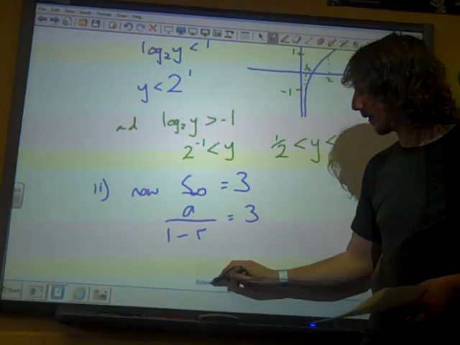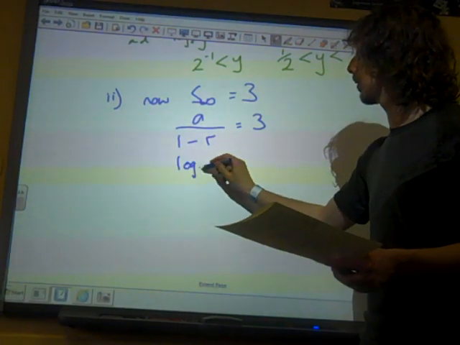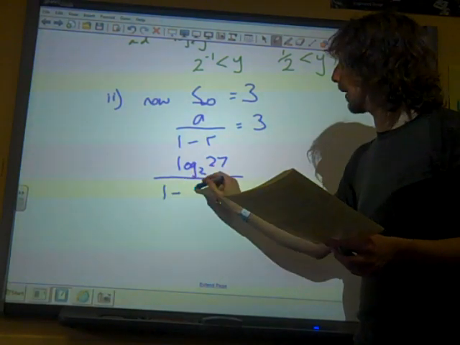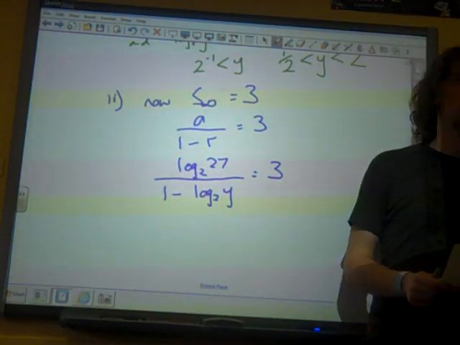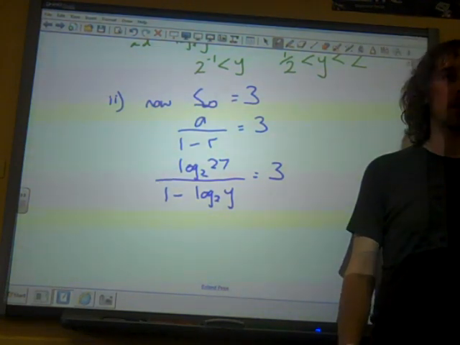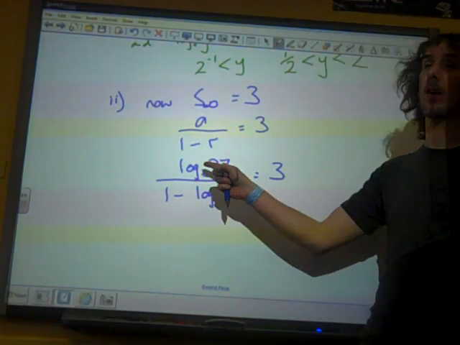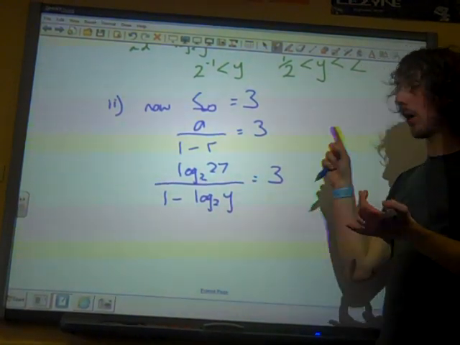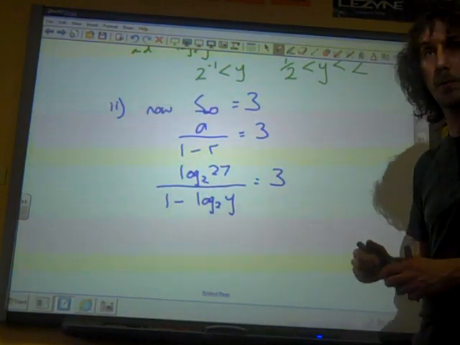So how can we fit that with what we know about here? A was log base 2 of 27. 1 minus r, that's 1 minus log base 2 of y, and that's going to be equal to 3. We've got quite some sorting out to do with this, haven't we? Before we do anything else, we're not going to change that log base 2 of 27 into a decimal, because the question said find the exact value. We've got an unknown on the bottom of the fraction, so I've got to multiply both sides by this denominator here.